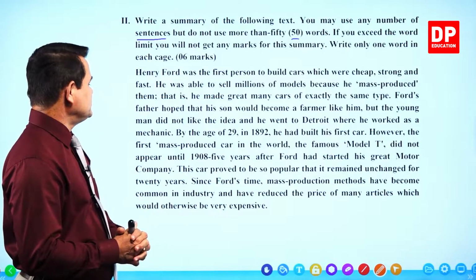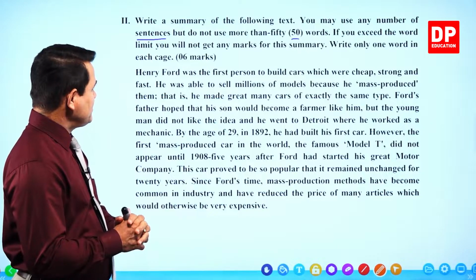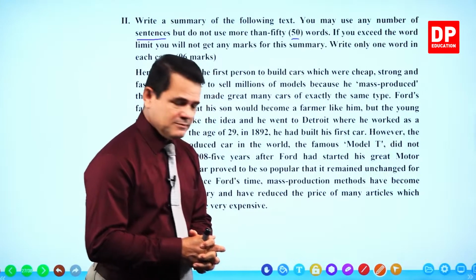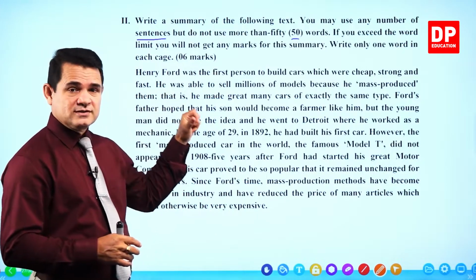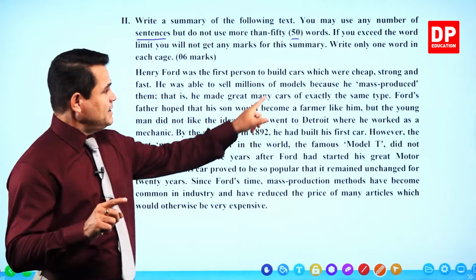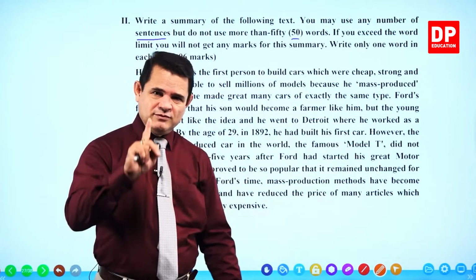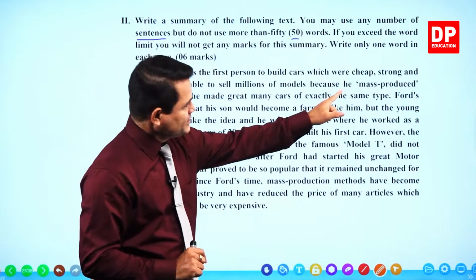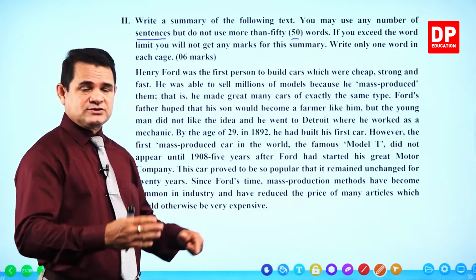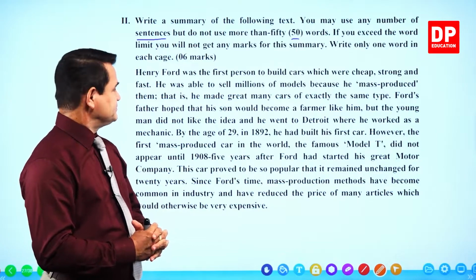Now just have a look at this one paragraph. We'll try to understand. Henry Ford was the first person to build cars which were cheap. Henry Ford, that's the name of a person. He was the first person in the world to build cars which were cheap. Not only cheap, they are strong and fast. Cheap, strong and fast Ford cars.